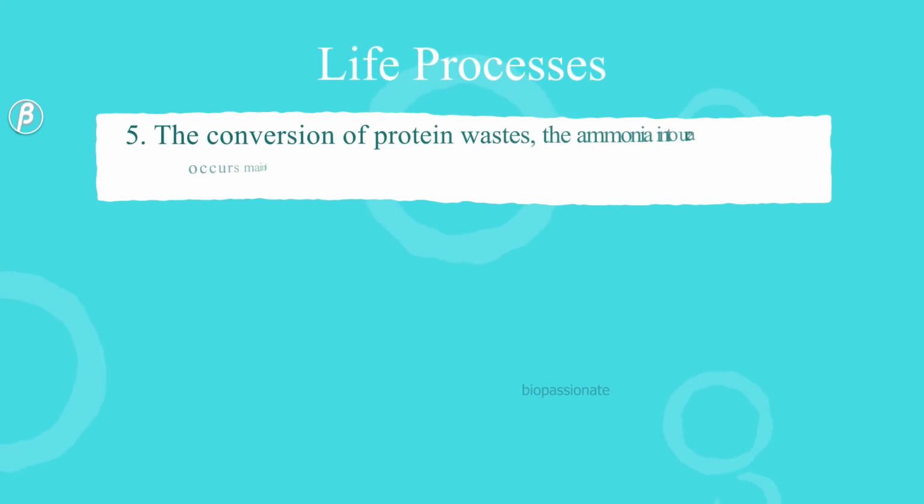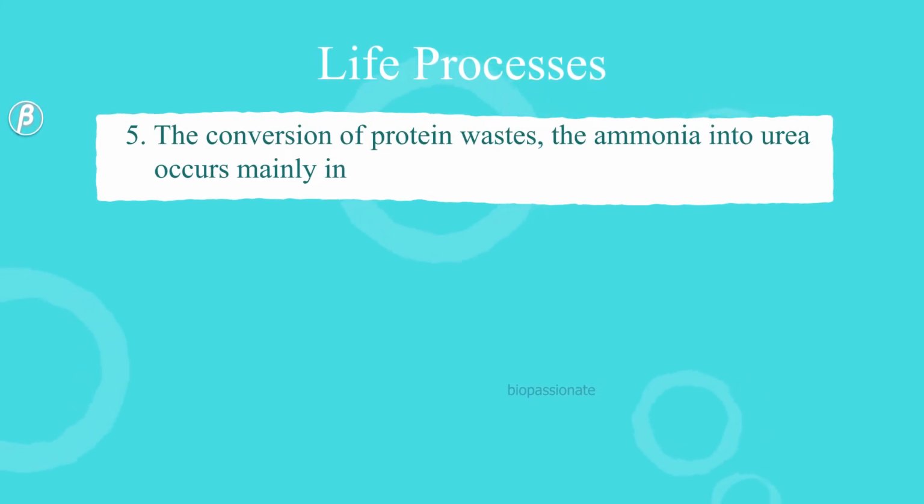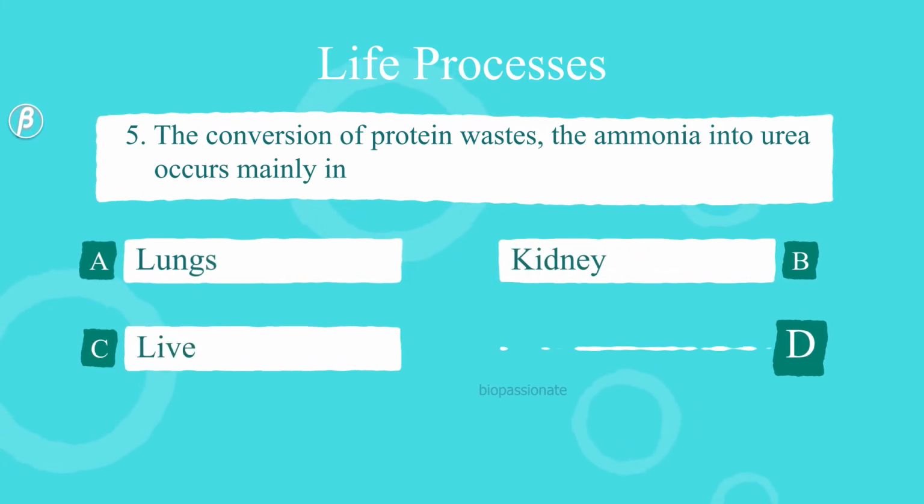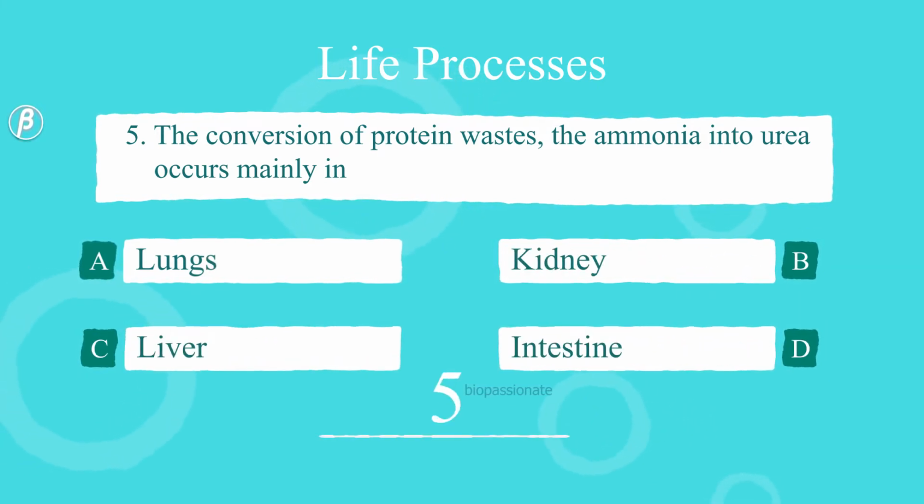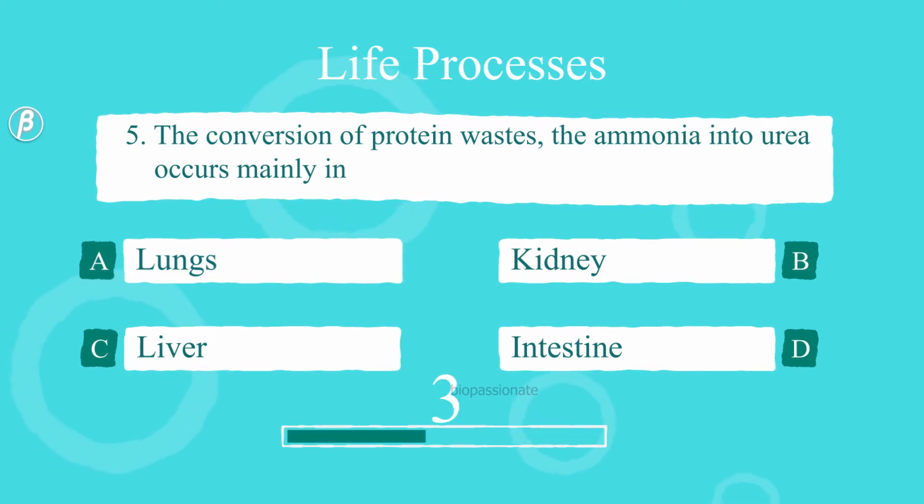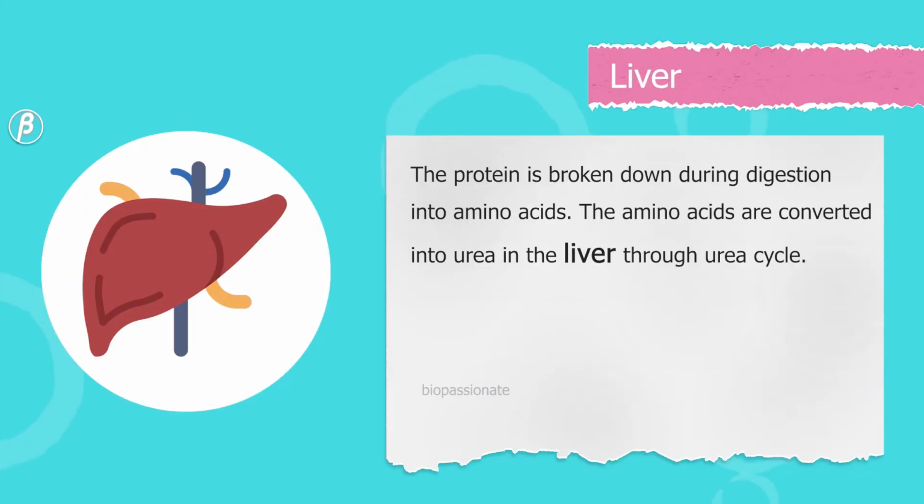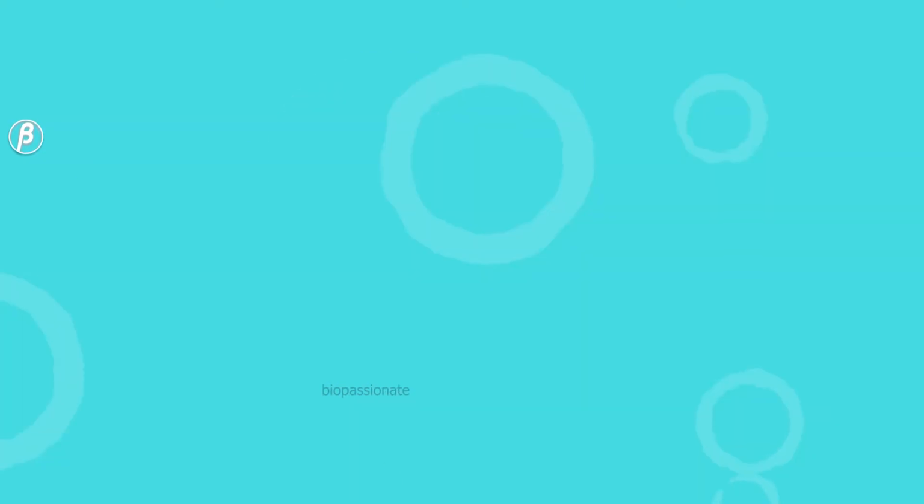The conversion of protein waste, the ammonia, into urea occurs mainly in lungs, kidney, liver, intestine. Liver. The protein is broken down into amino acids during digestion. Amino acids are the building blocks of proteins. You can say they are the smaller, functional units of proteins. The amino acids are converted into urea in the liver through the urea cycle.